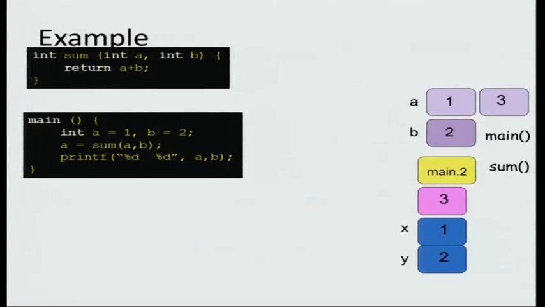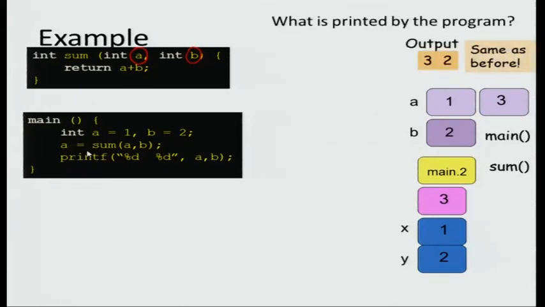Now, let us try a slightly more tricky example. So, here is the novelty in this example. Sum, instead of being declared with x and y, is now declared with two variables called a and b. The main program also has two variables named a and b. So, what will happen here? The output is the same as before. So, 3, 2. If you compile the program and execute it, it will be the same as before.